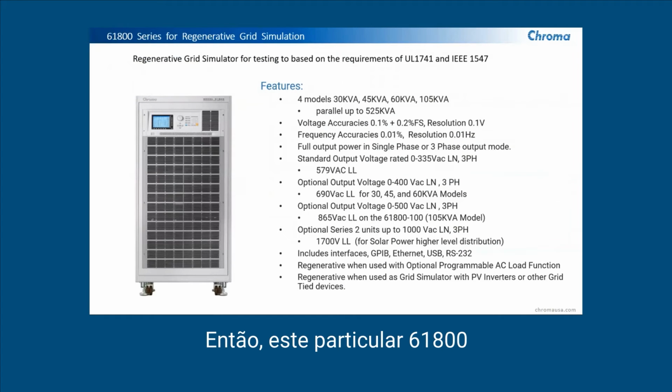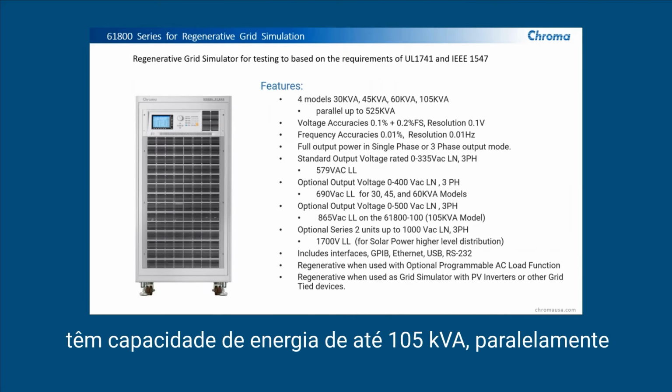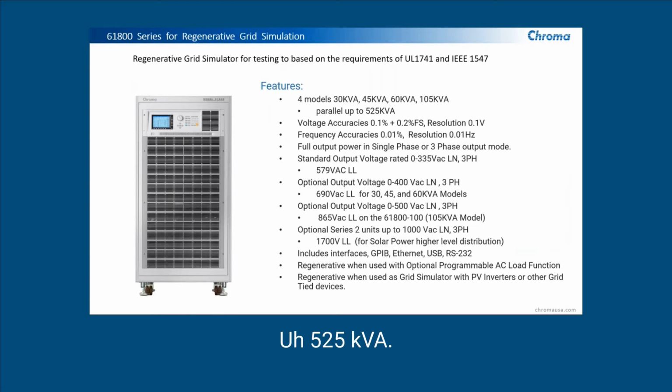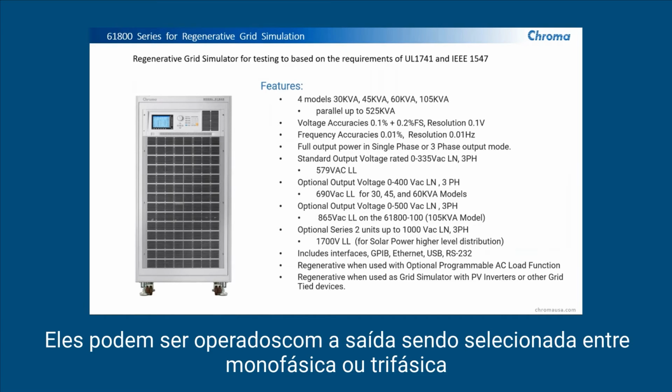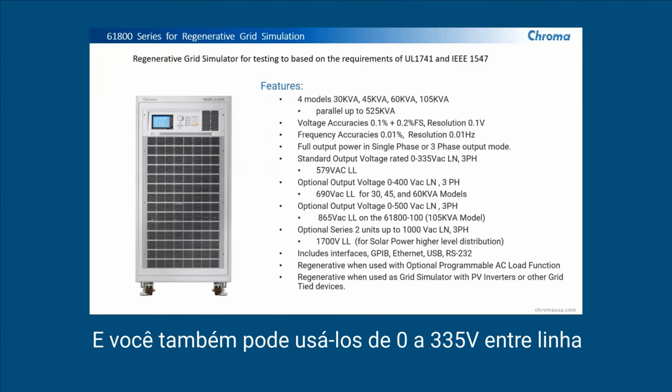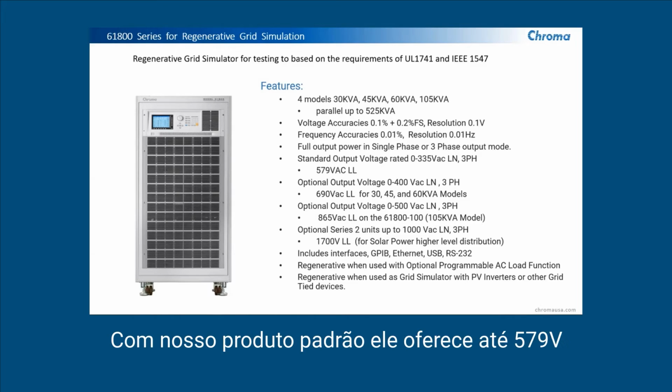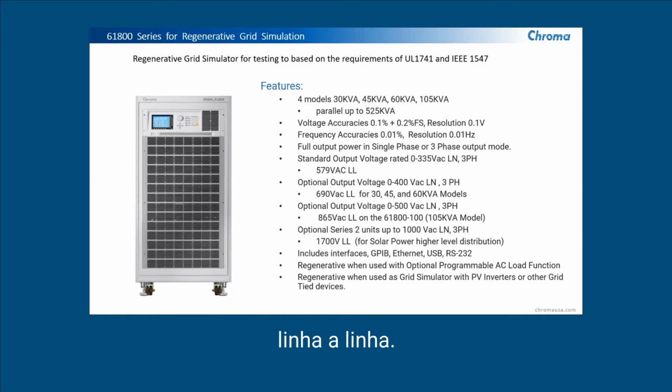So these particular 61800s have power capability all the way up to 105 kVA, paralleling all the way up to over a half a megawatt to 525 kVA. They can be operated, output can be selected single or three-phase from the front panel. And you can also use these all the way up to 0 to 335 volts AC line to neutral with our standard product. That gives you up to 579 volts line to line.